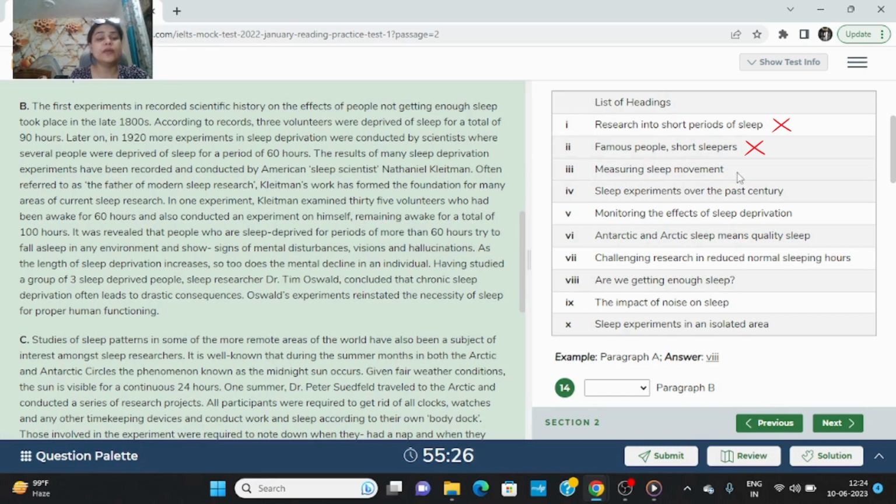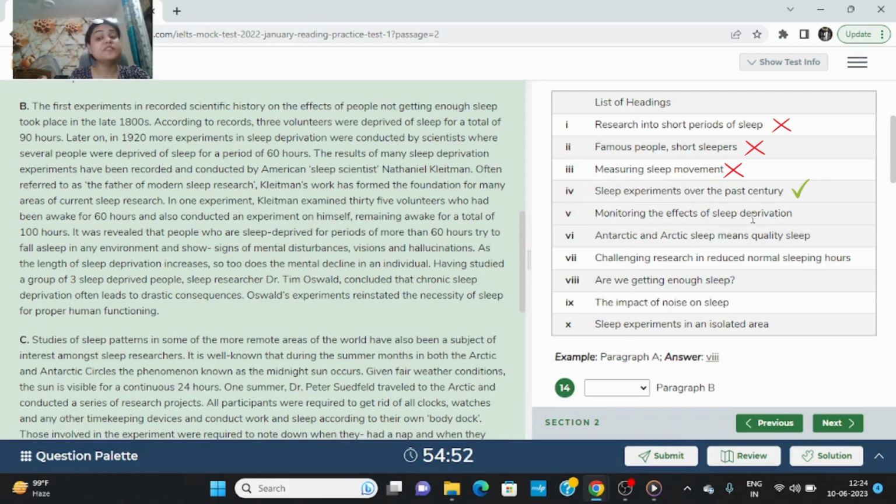Measuring sleep movement. No, there is nothing like an experiment conducted where they are measuring the sleep movement of people. So I will be putting a cross. Sleep experiments over the past century. Okay, so many of the students will say, here I can see 1800s and 1900s, so they are talking something about the past, so this can be the answer. Okay, so I will put a tick over here and I will move to other options as well.